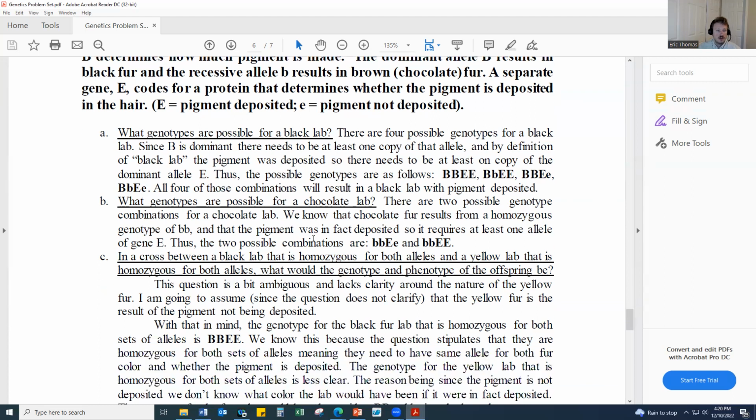All right. So moving along here, what genotypes are possible for a chocolate lab? There are 2 possible genotype combinations for a chocolate lab. This one's a bit different because in order for the phenotypic expression of chocolate fur to be expressed in the organism, it's recessive in nature. So you need 2 copies of the chocolate fur gene, so 2 lowercase b's. And because of that constraint, that means that there are only 2 possible genotype options. Again, because we know the fur is chocolate, it by definition means the pigment was deposited.